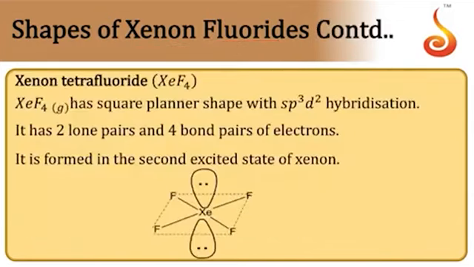Then the next compound, XeF4. Total number of pairs again: it has 4 bond pairs and 2 lone pairs. 4 bond pairs, 2 lone pairs, altogether we have 6 pairs. 6 pairs comes under sp3d2 hybridization. Let us see how it is formed in the second excited state.